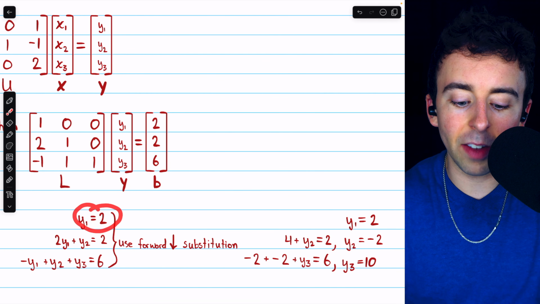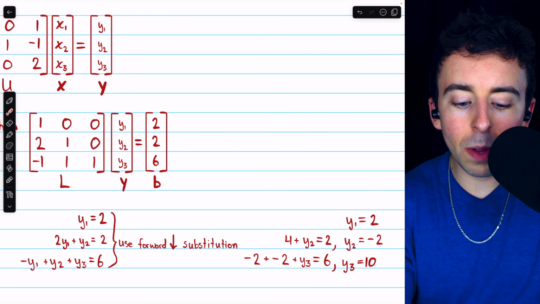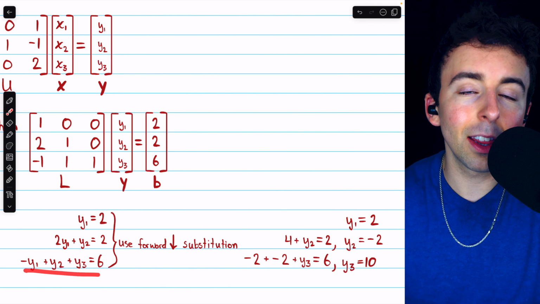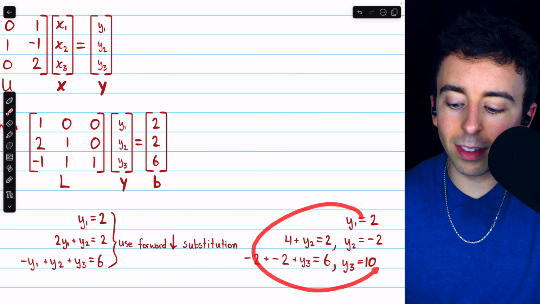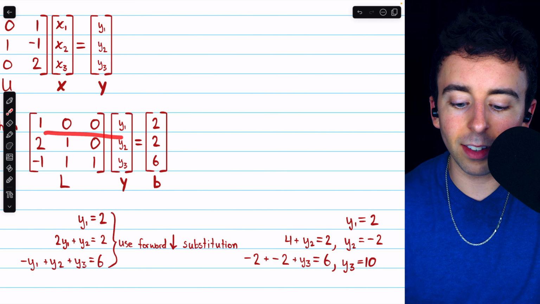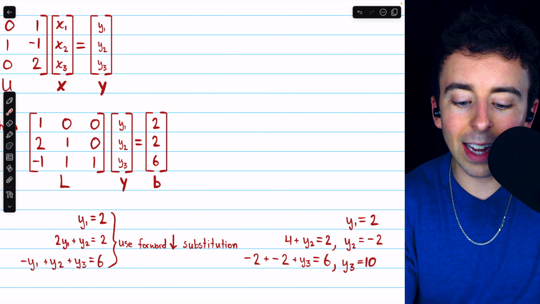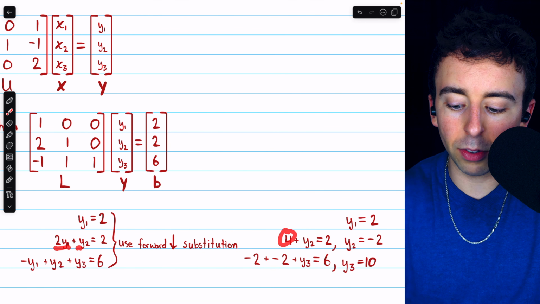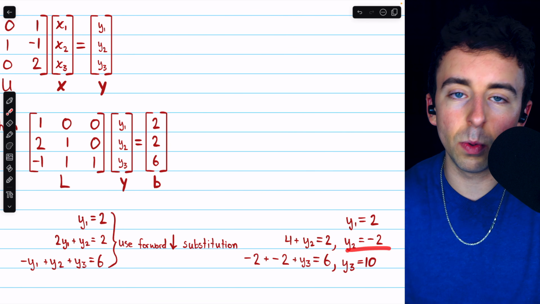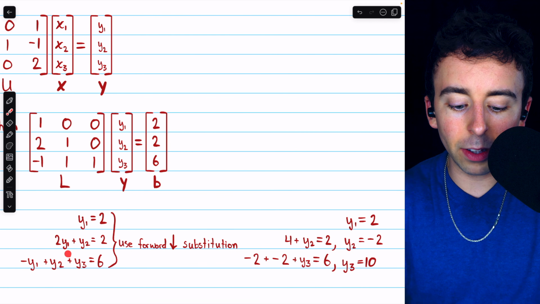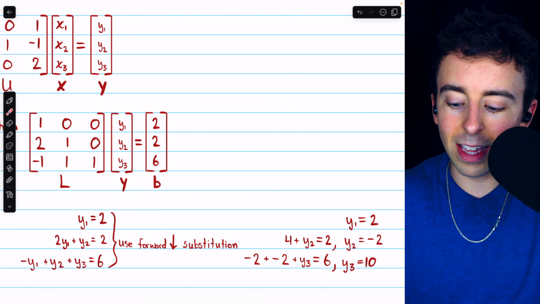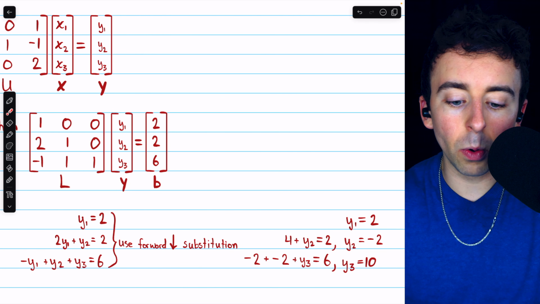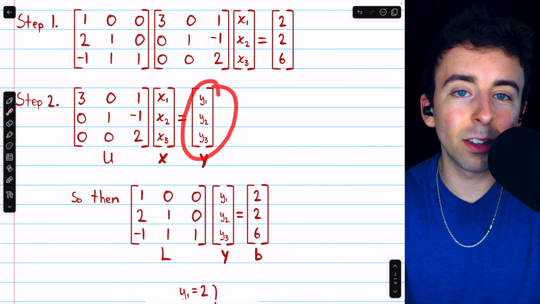The first equation is giving us a definite value for y1, so we plug that into the second equation, and that will let us solve for y2, and then we can plug everything into the third equation to solve for y3. And you can see that process here. The first row tells us that y1 equals 2, and then we plug that into the second equation, which tells us that 2 times 2, which is 4, plus y2 must equal 2, and so y2 equals -2. And then plug those known values for y2 and y1 into the third equation, and we solve for y3 and find it equals 10. So now we know what y1, y2, and y3 are in this variable vector.